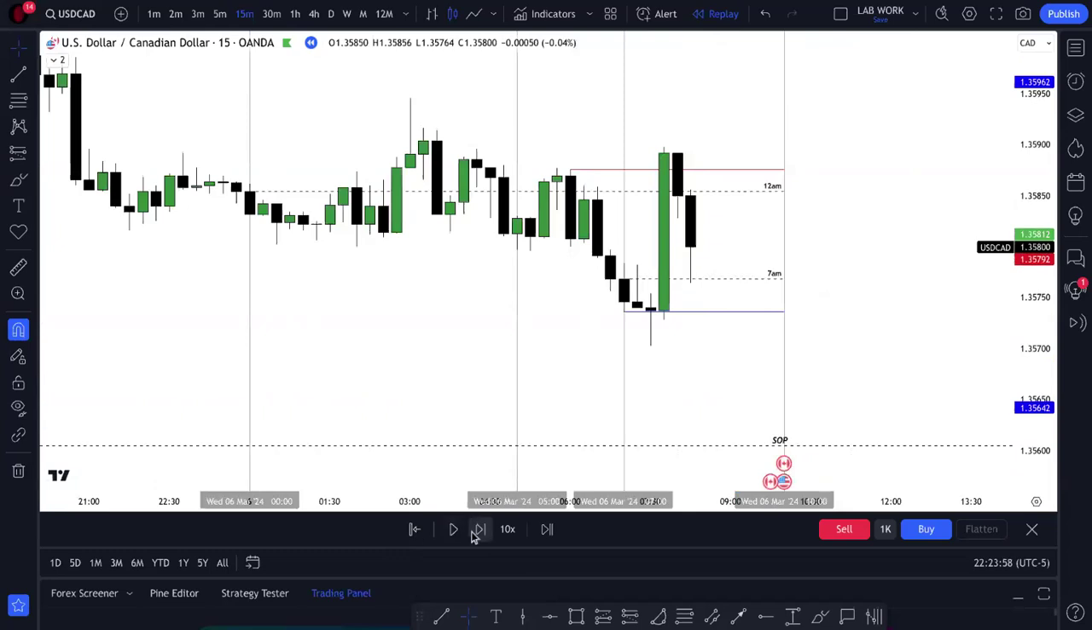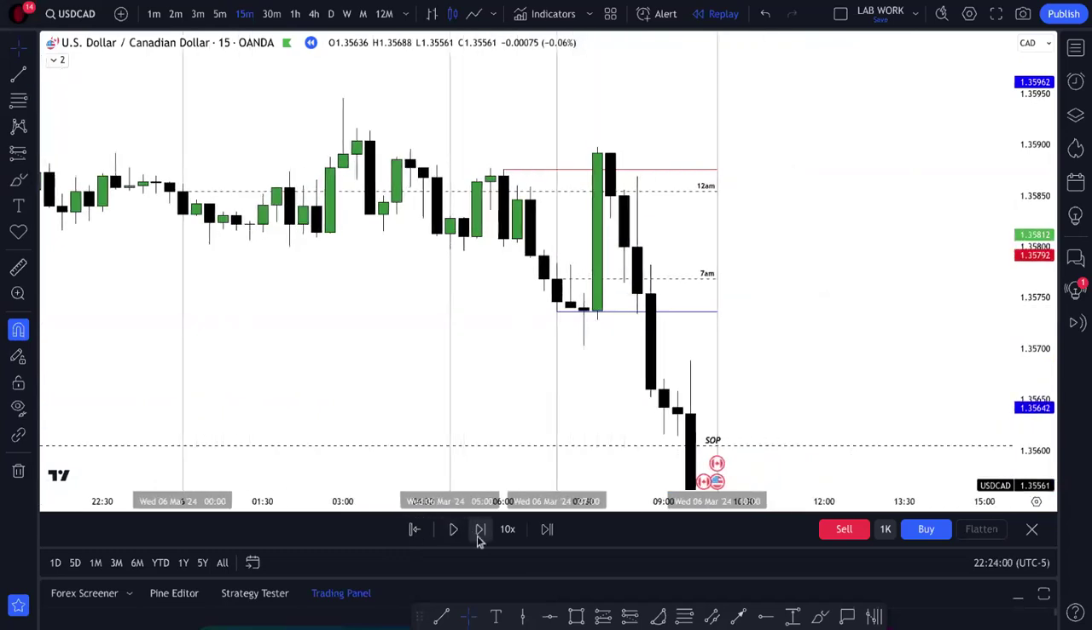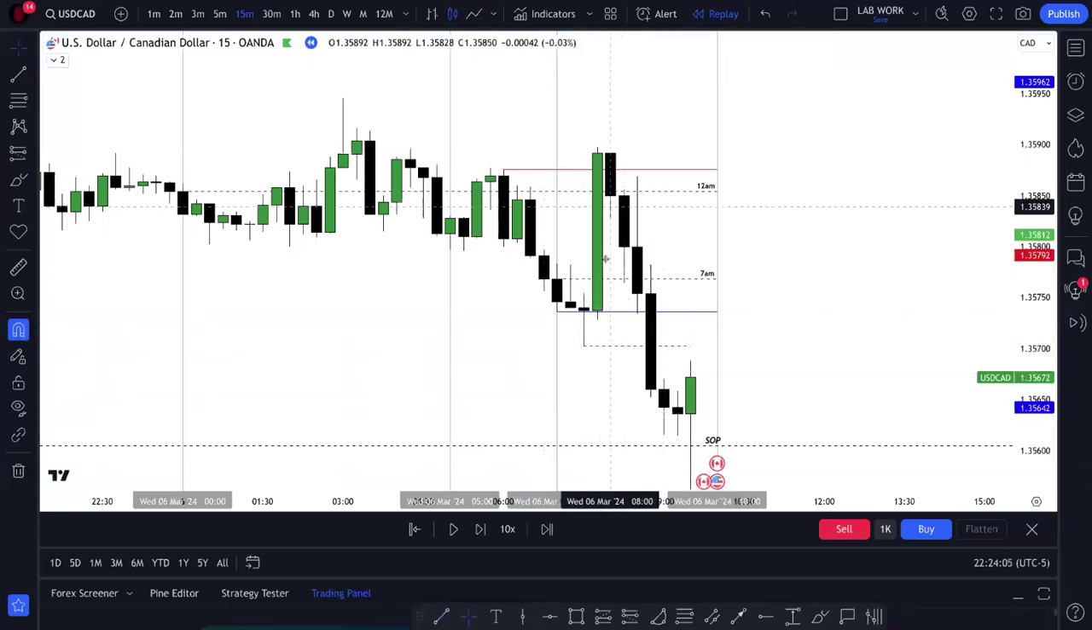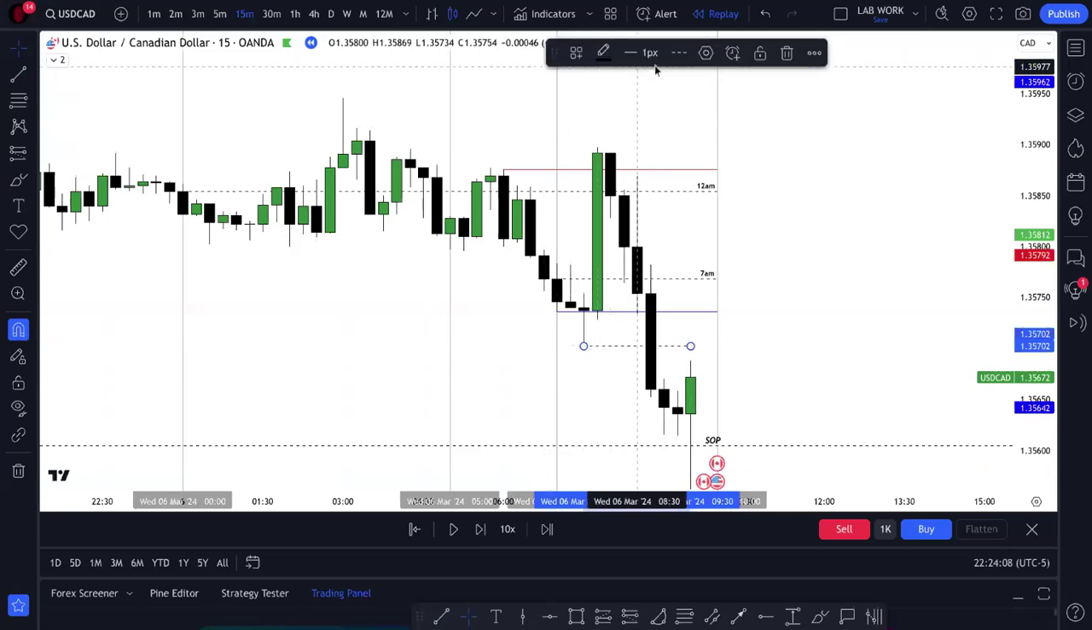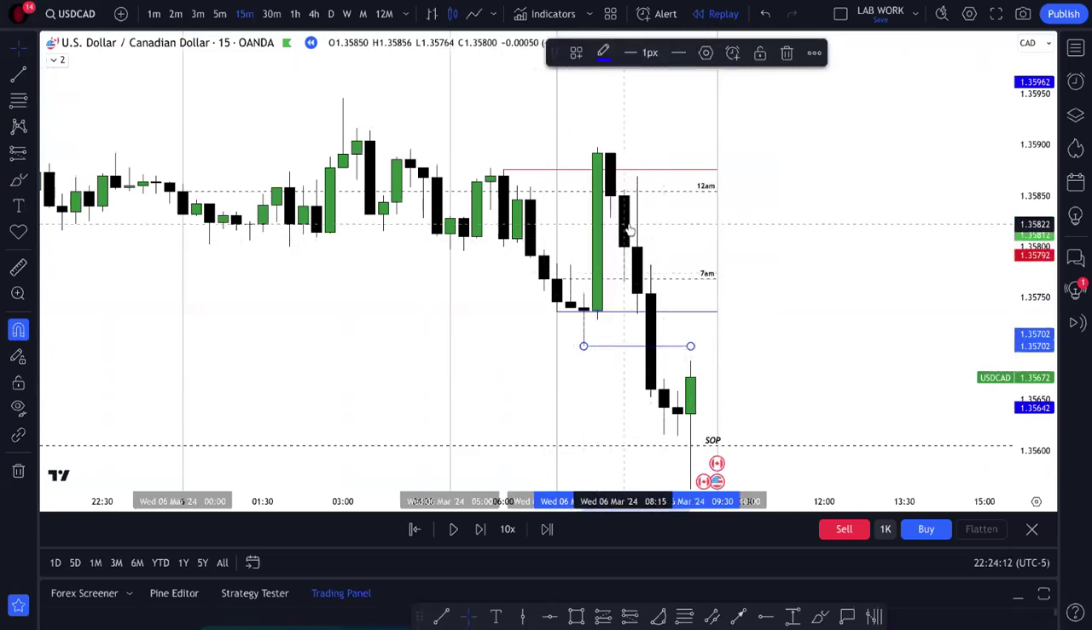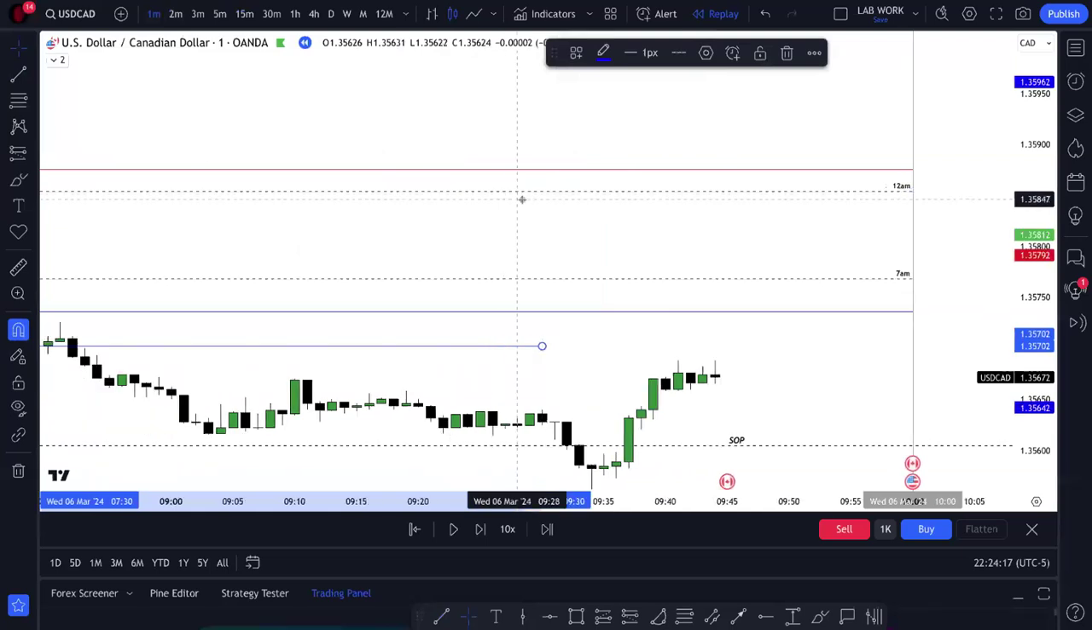Look at that short coming in. All the way back down. Back down to what? The liquidity pool that it created, too, within the 7 a.m. kill zone. Right here. It takes out its own liquidity pool that it just created during the session. Let's go down to the 1 minute time frame.